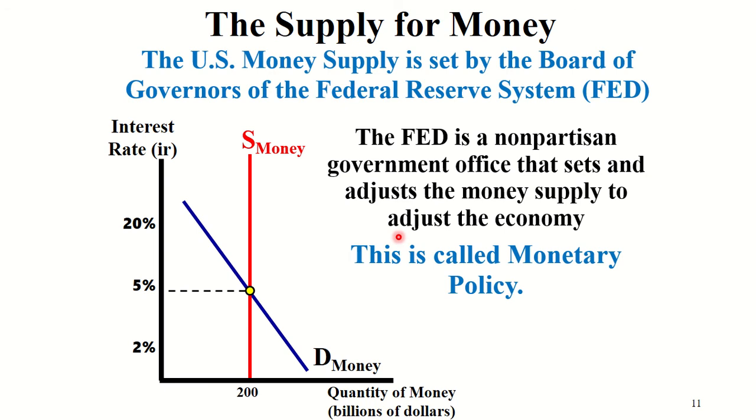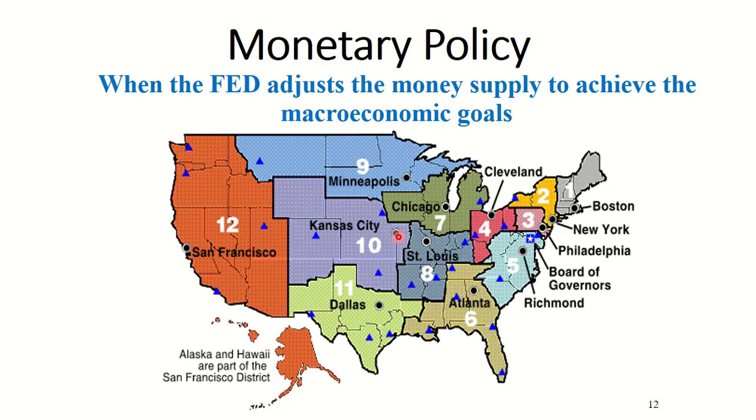That's their main mandate by Congress. So those are the two main things that they're doing. And of course, they want to promote economic growth and those types of things as well. And this is called monetary policy. Monetary policy is the fact that they increase or decrease or shift the money supply left or right.